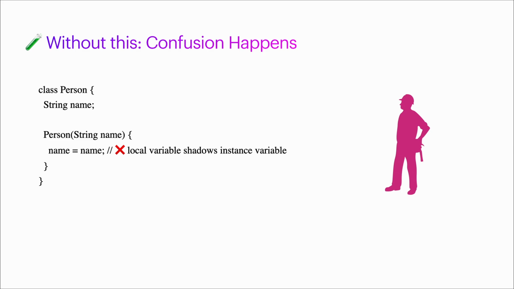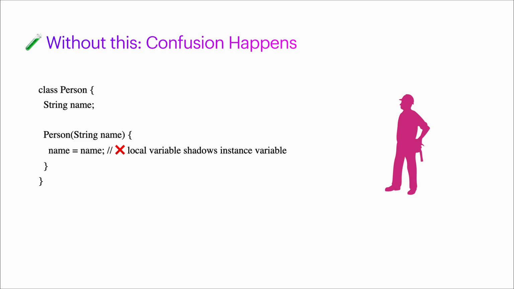Now you will be confused. You would be like, which name are we talking about? Where is this name coming from? Why do we have name twice? Using the this keyword is where everything becomes simple. Currently, both names refer to the constructor parameter. The instance variable never gets set.